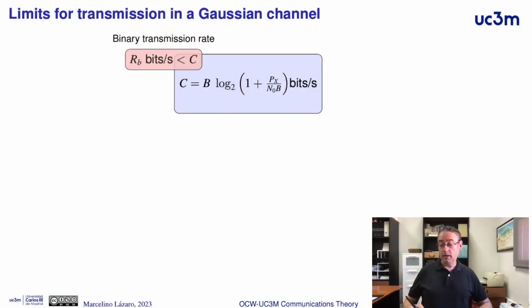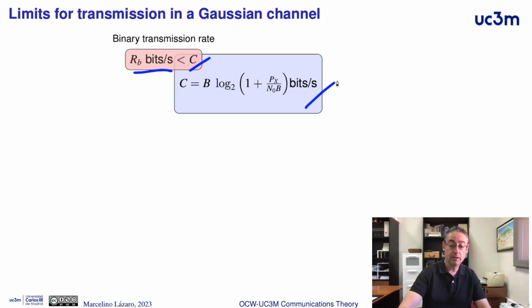The channel capacity of a Gaussian channel is a limit for a practical digital communication system. In this video, we will analyze this limit. If we have a Gaussian channel with capacity C, the binary transmission rate in a practical communication system must be below this capacity. RB, the number of bits per second, must be below the capacity.